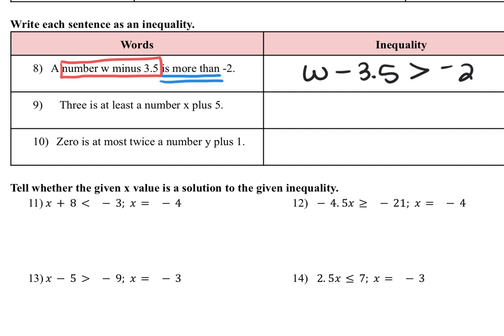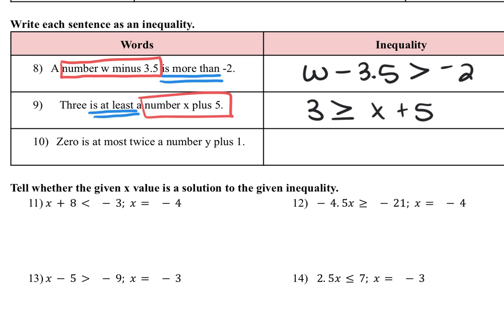Next one, 3 is at least a number x plus 5. Okay, well, is at least, 3 is at least. What is at least? What symbol? Okay, is at least. 3 is at least a number x plus 5. Well, x plus 5, right?